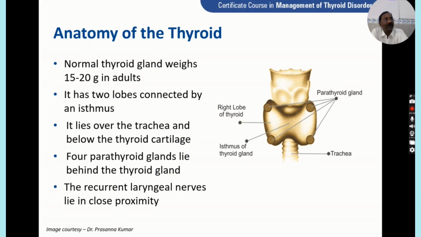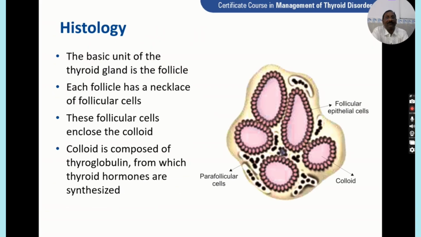That is the reason in thyroidectomy the surgeons will be very careful not to dissect the recurrent laryngeal nerves. Otherwise, the people will have hoarseness of the voice, etc. So voice change will be there. So these are some of the important anatomical points of the thyroid. Now let us move on to the physiology.